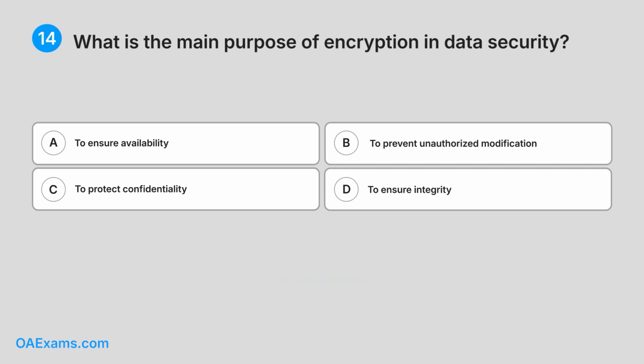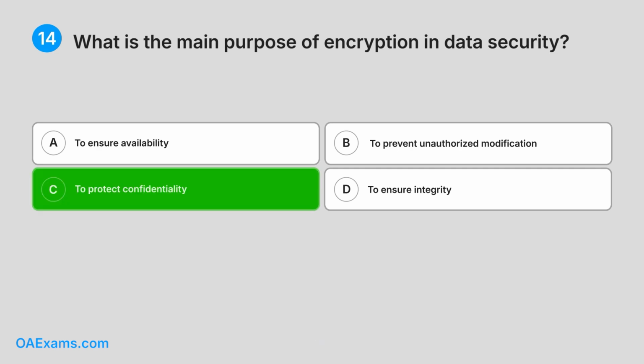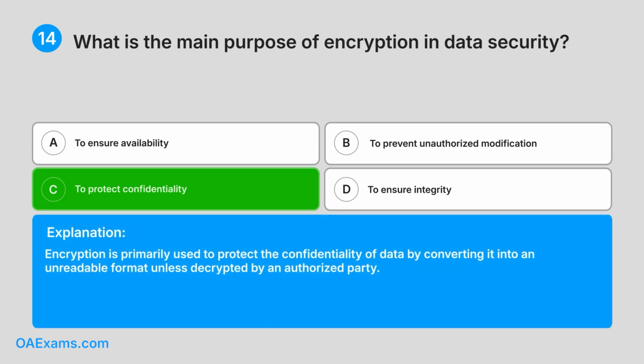Correct answer: C. To protect confidentiality. Explanation: Encryption is primarily used to protect the confidentiality of data by converting it into an unreadable format unless decrypted by an authorized party.